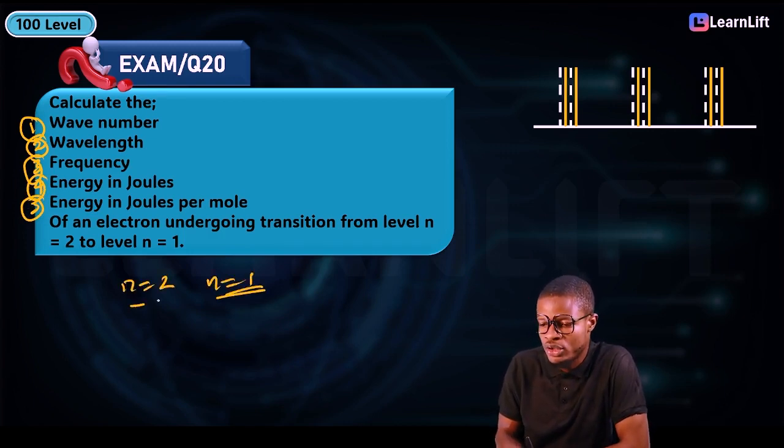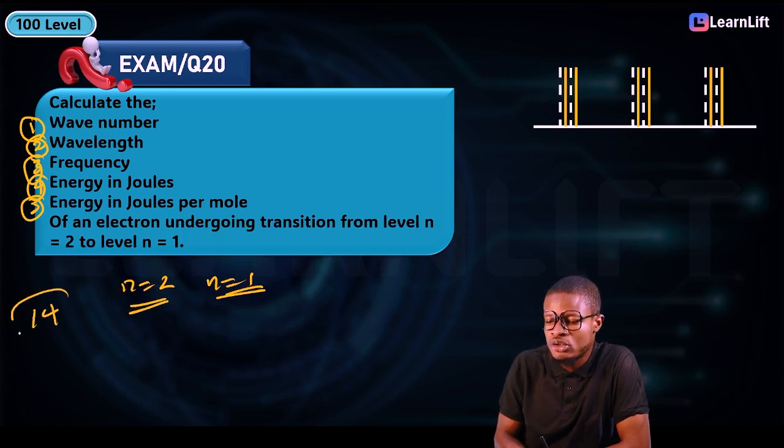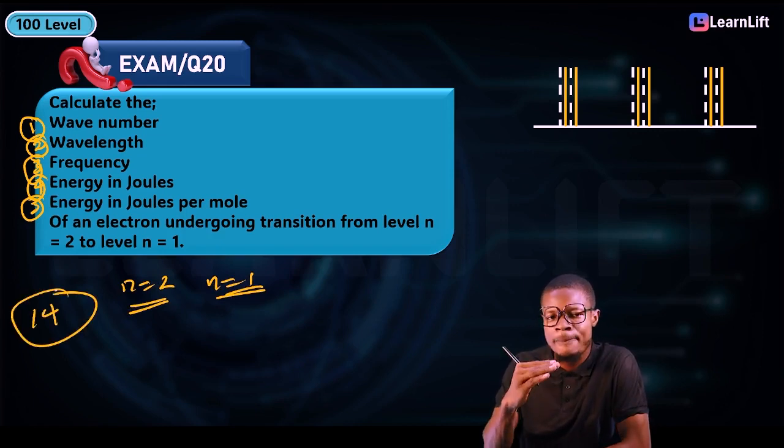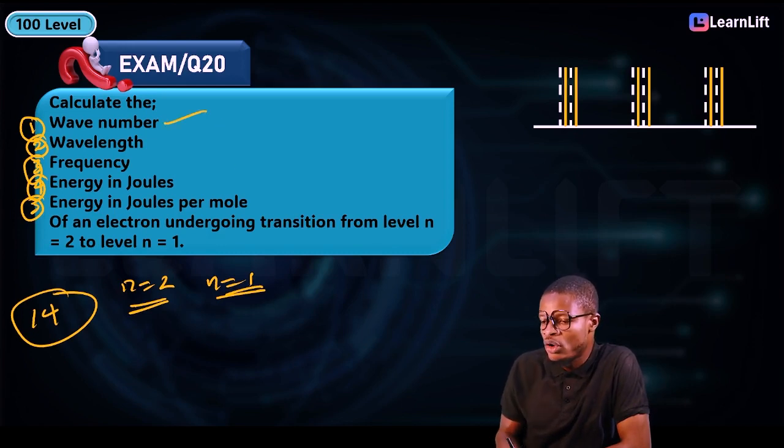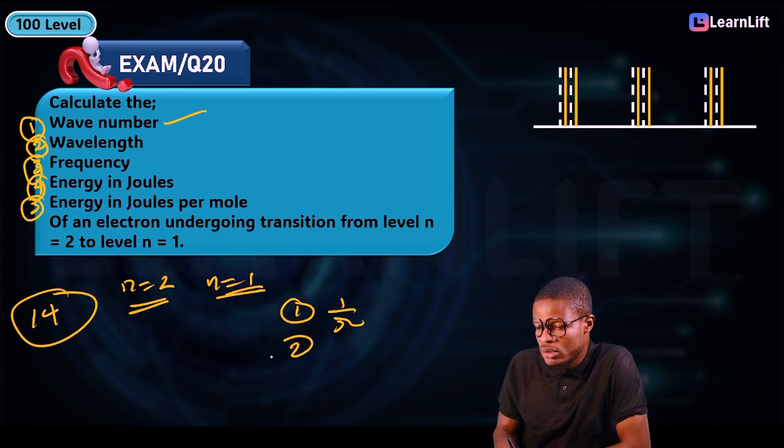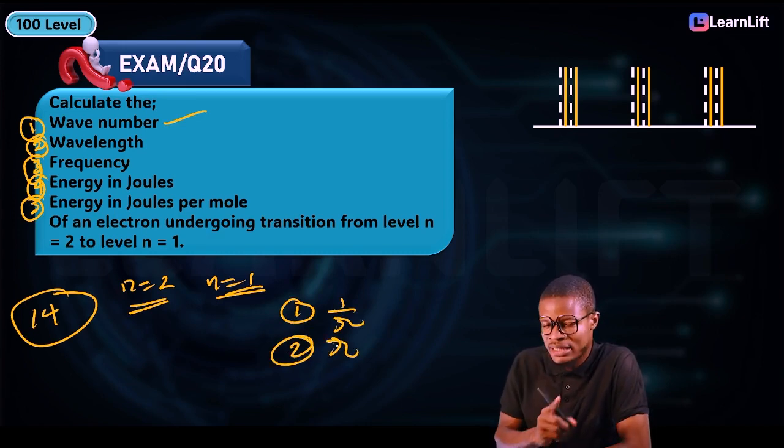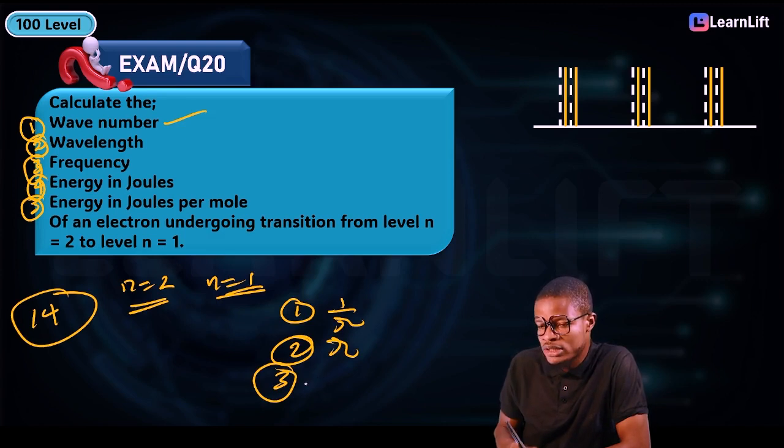I've solved this question for you in number 14. Run to question number 14. Pause every bit of it and pick out all the values. Your wave number there, which is the first one, is 1 all over lambda. Pick it out. Number 2 is the wavelength lambda. I solved it for you. Number 3 is frequency. Get the frequency yourself. Frequency there is nothing but your nu. Are you getting it now?